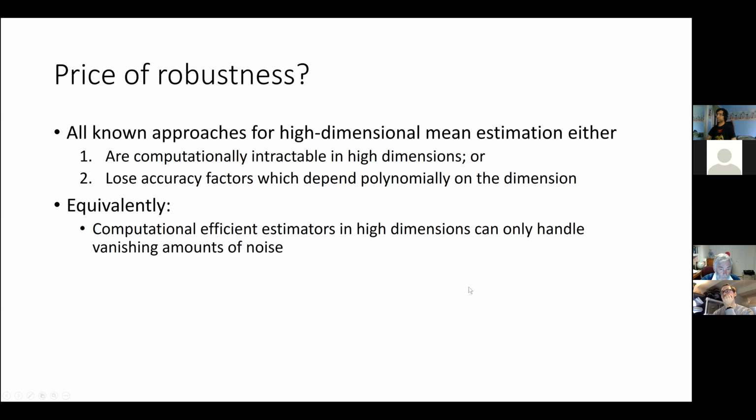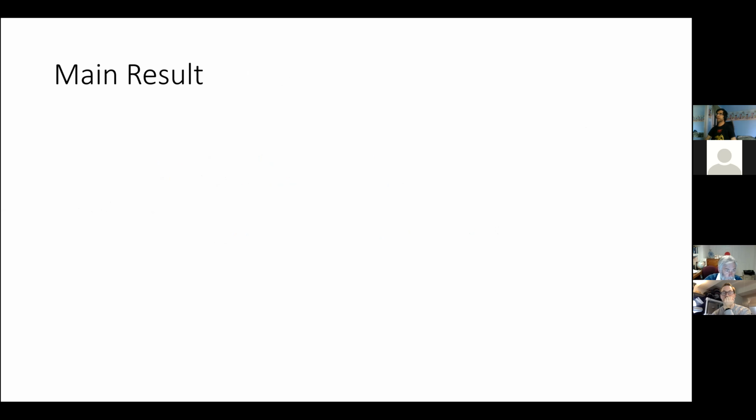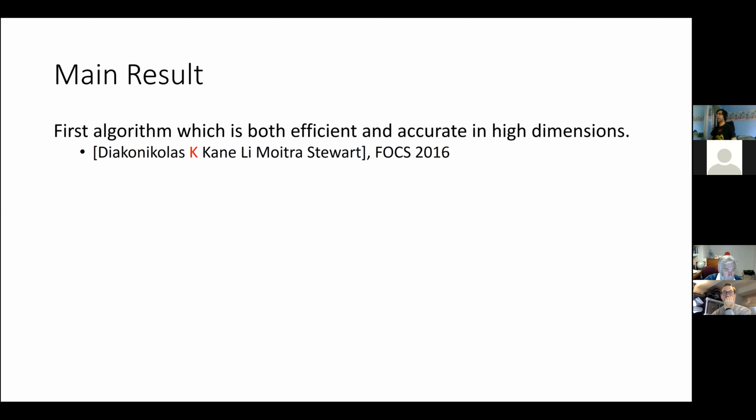So an equivalent way of stating that is that if you want a computationally efficient estimator in high dimensions, you can only handle vanishing amounts of noise using previous approaches. Thus raising the question: is robust estimation even possible in high dimensional settings? And our main result is that we gave the first algorithm which is both efficient and accurate in high dimensional settings. What do I mean by that?